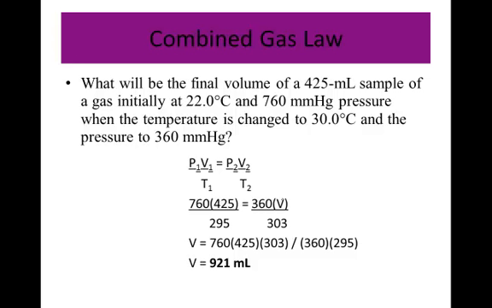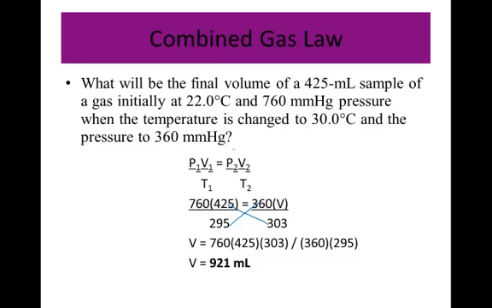Now to get V all by itself, I'm going to want to cross multiply. So I have 760 times 425 times 303. And then I'm going to divide that by 360 times 295. And when I do that, I should get an answer of 921 milliliters. So that will be the new volume.